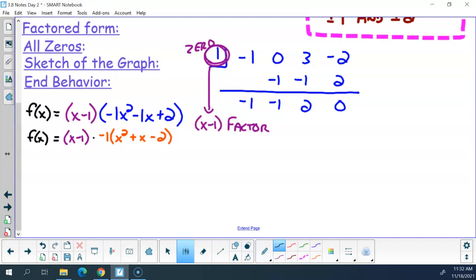Why did you put the negative 1 outside? Because I like a positive on my squared term. So now I'm going to move that negative 1 out in front. Now, can I factor x squared plus x minus 2?